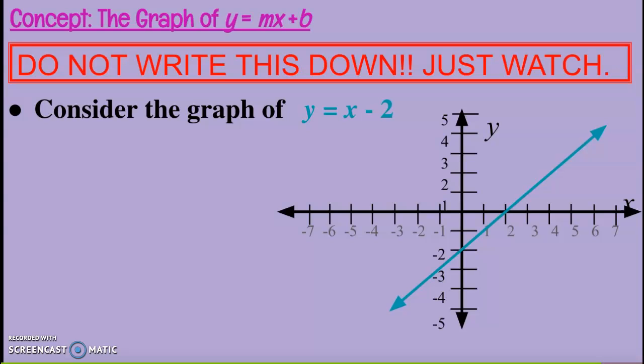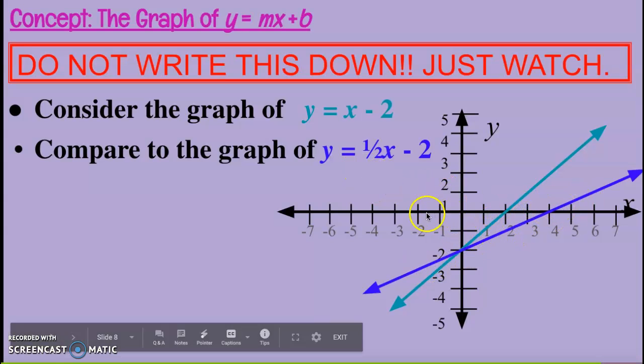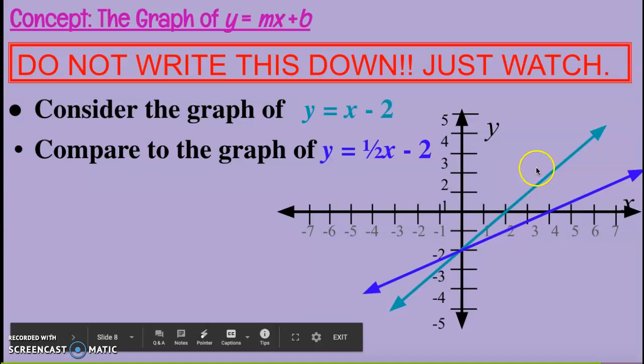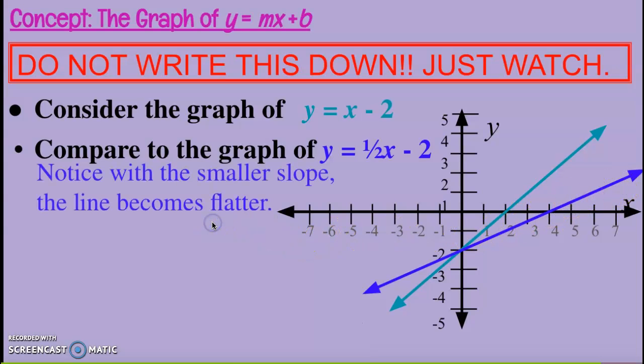Consider the graph y = x - 2. Well, let's look at y = x - 2. Now compare that graph to y = (1/2)x - 2. Do you notice the difference? The first one, which was y = x - 2, had a little bit of stiffness to it. When we multiplied that by half, the stiffness was also reduced by half. Notice with that, the smaller the slope, the flatter the line becomes.